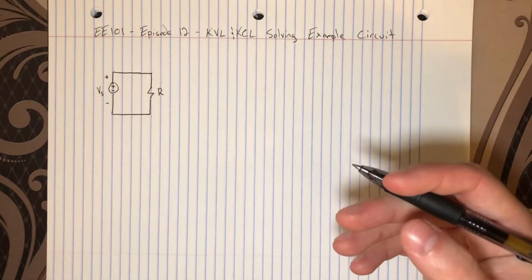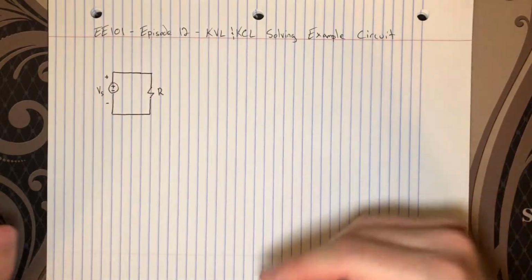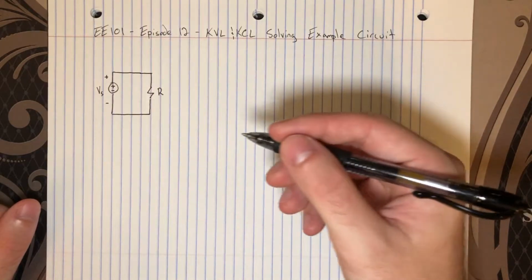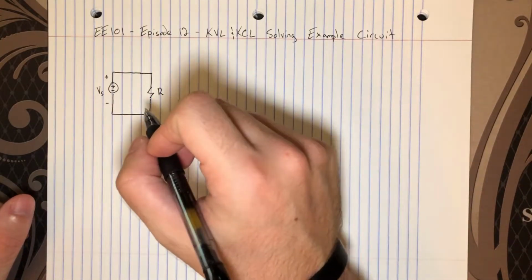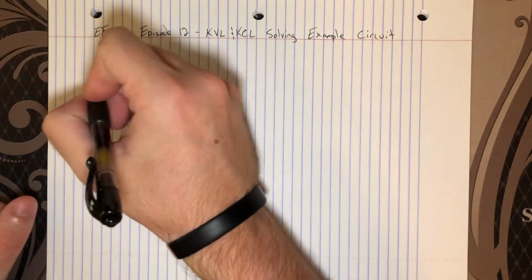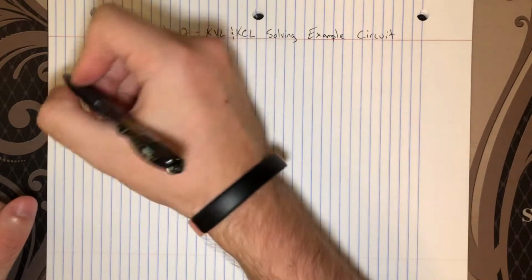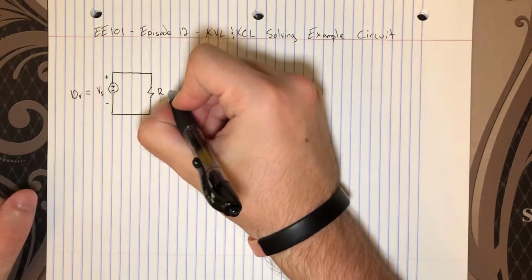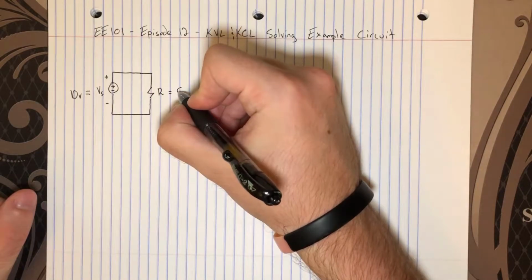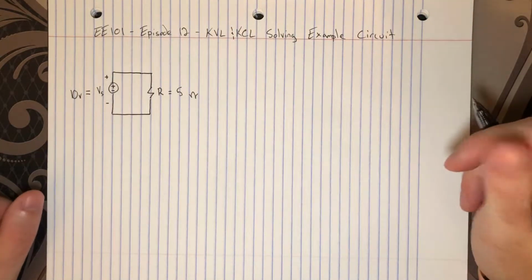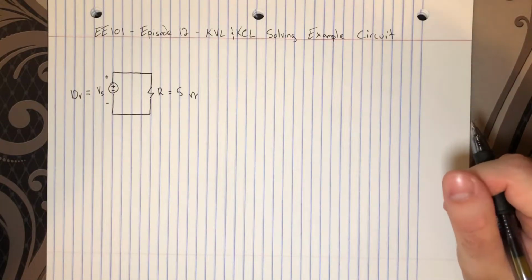And just so this isn't symbolic and that we actually have the feeling of solving a problem, I'm going to assign some values or numbers to this source and to this passive element. So for the source, let's say Vs equals 10 volts, and I'm going to say that R equals 5 ohms. Okay, so what does it mean to solve a circuit?